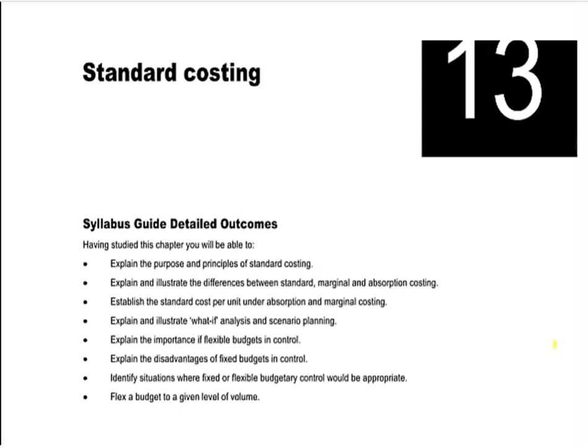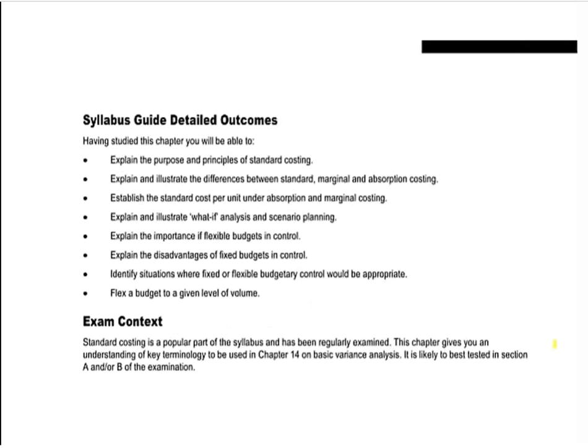Although Chapter 13 on standard costing is not particularly long, it's a good scene setter for understanding standard costing and bringing together a lot of the topics that we've already seen before we start to have a look at how we can control our organisation and start to think about how we can evaluate performance. This topic then is examinable in Section A and Section B.